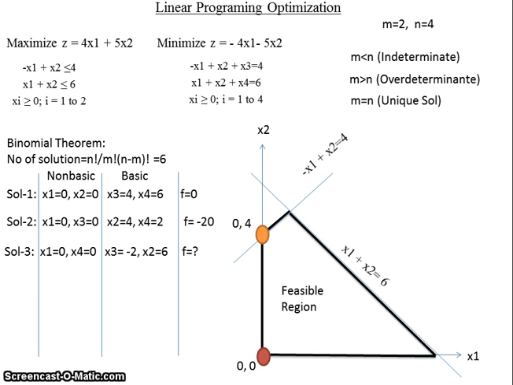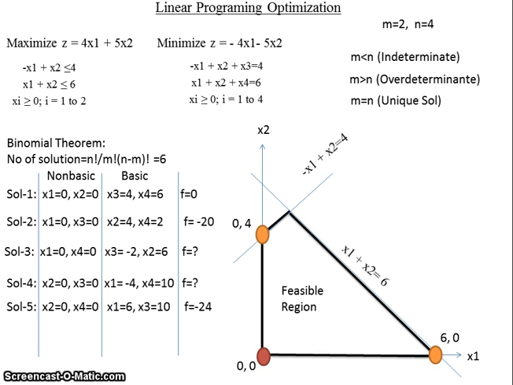Solution 3 is infeasible because we see that x2 equals 6 and this point lies outside the feasible region, so it's infeasible. Solution 4, where x2 and x3 are set to 0, again is an infeasible solution because x1 equals minus 4, and again it's given that x1 and x2 must be positive.